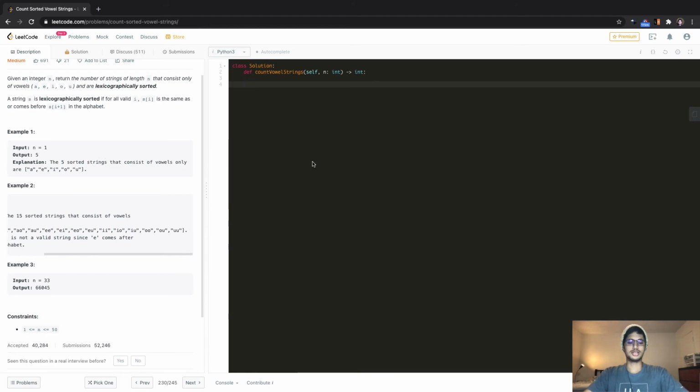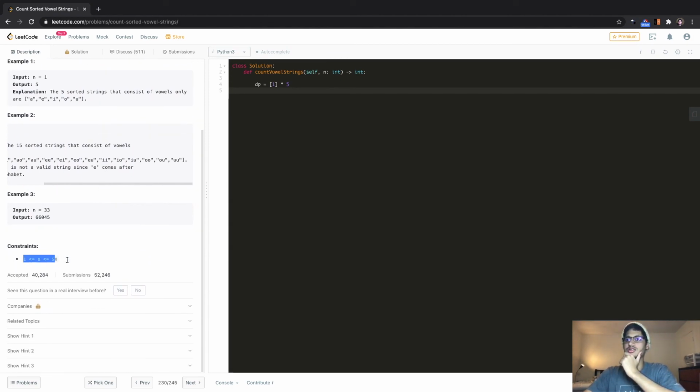And so let's just solve this problem. Let's first create our DP table. And the initial value is 1, because initially all values have at least 1 string: a, e, i, o, u. And just looking at the constraints, the value of n should be greater than or equal to 1.